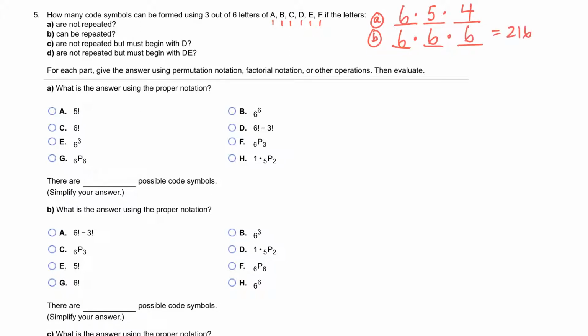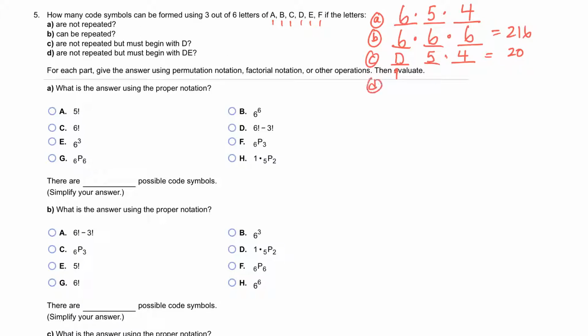Okay, C, are not repeated, but must begin with a D. Okay, so 1, 2, 3. So my only option for the first slot has to be a D. And not repeated, so I can't use the D, so I only have 5 other letters to put there and 4 letters to put there. So the D, that's one thing I can put there, times 5 times 4, there'd be 20 things.